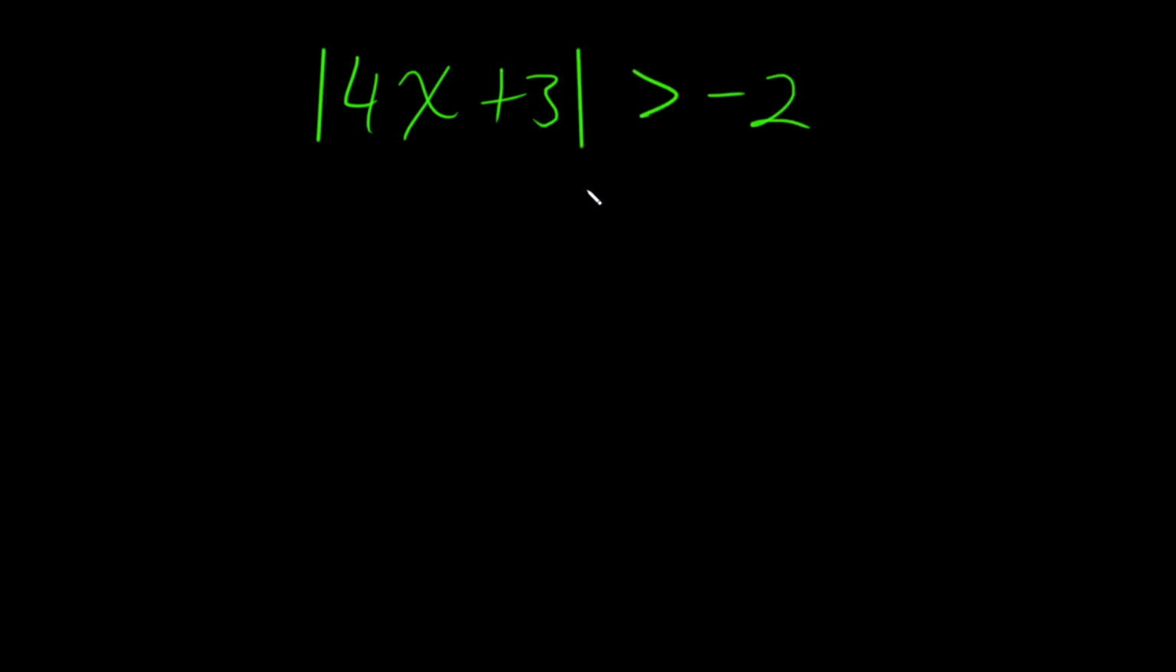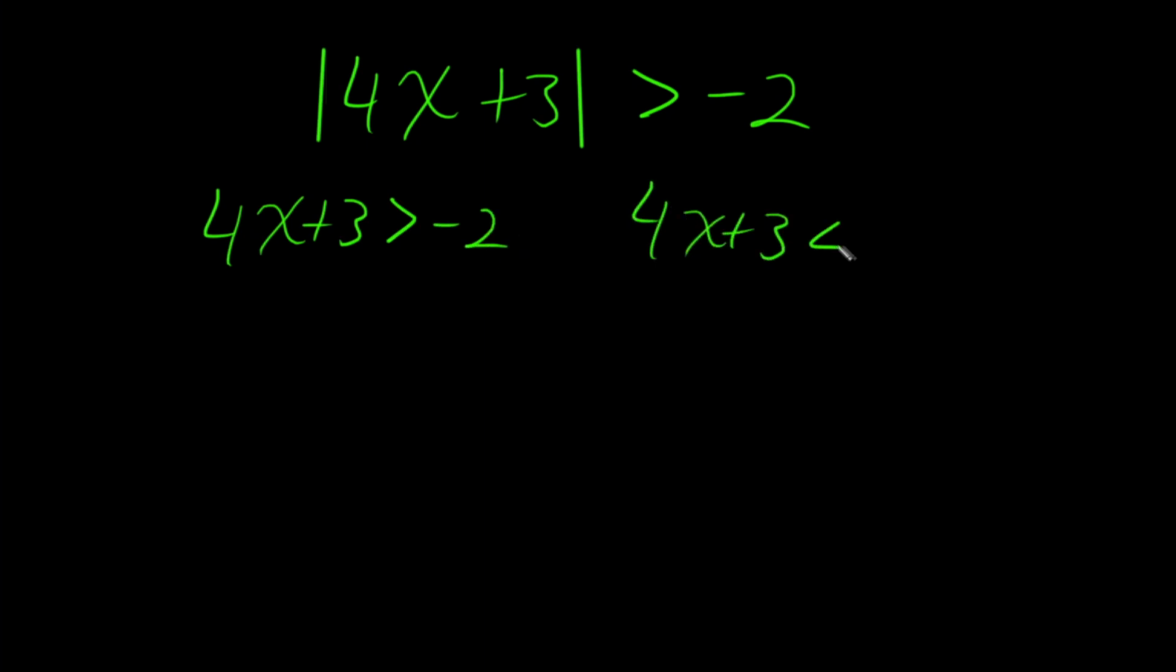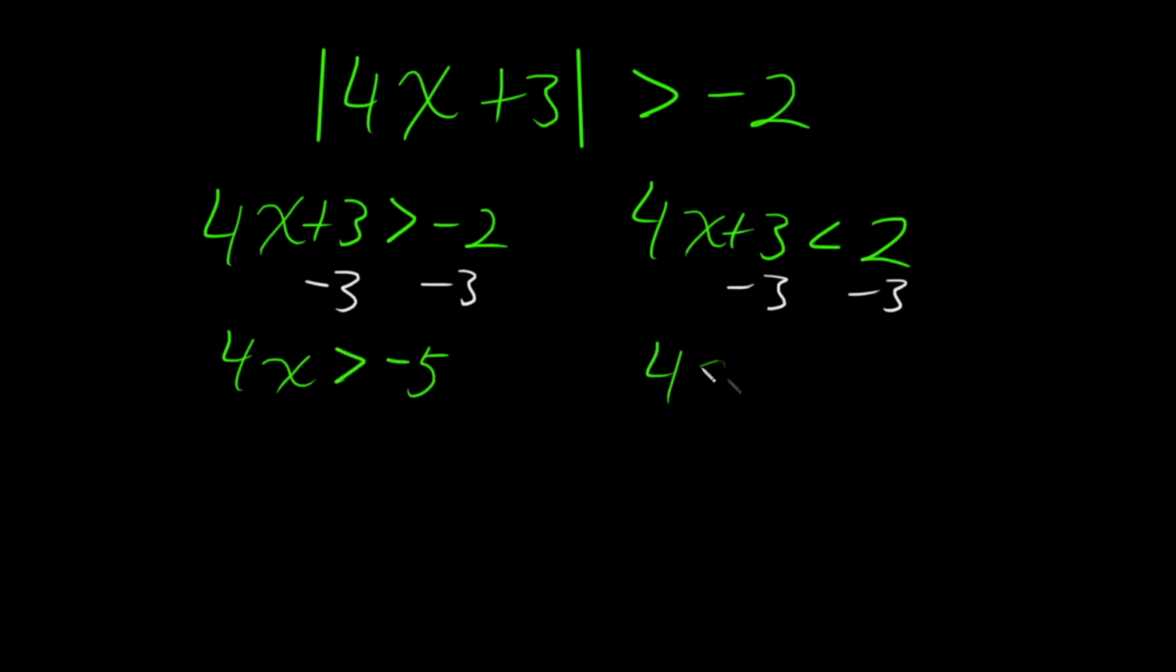If you haven't noticed something about this specific inequality, that's okay. We're going to solve this algebraically, and then I'll show you how to recognize how to solve this type of inequality instantly. We'll rewrite our two inequalities. 4x plus 3 is greater than negative 2. On the other side, 4x plus 3 is less than positive 2. We'll first subtract 3 from both sides. 4x is greater than negative 5. Over here, 4x is less than negative 1.